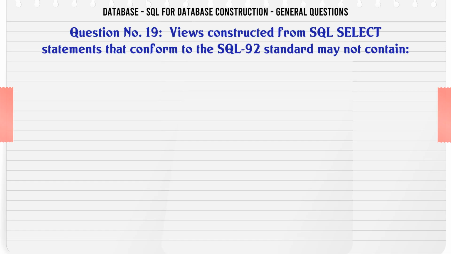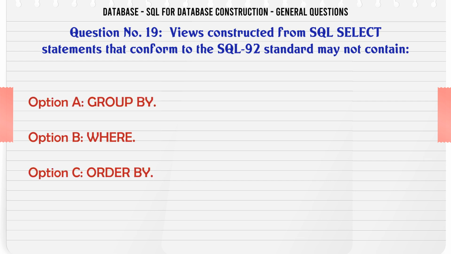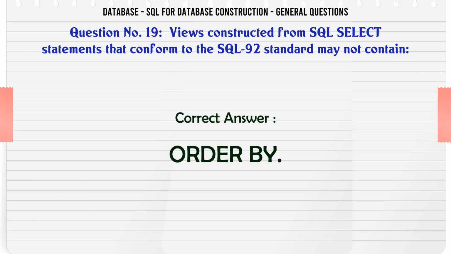Views constructed from SQL SELECT statements that conform to the SQL-92 standard may not contain: A. Group by, B. Where, C. Order by, D. From. The correct answer is order by.